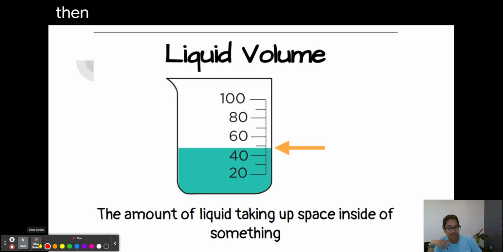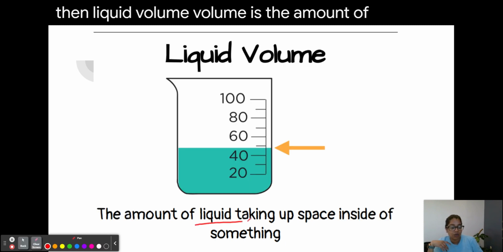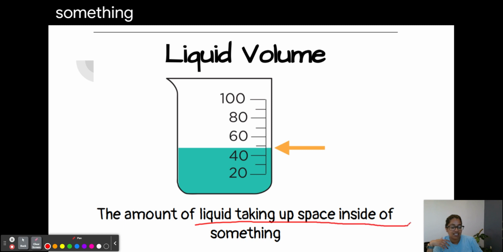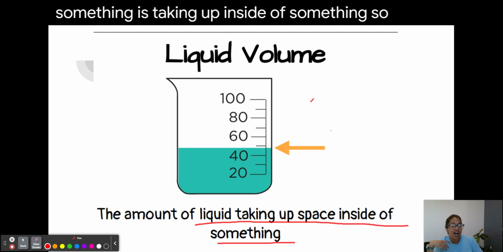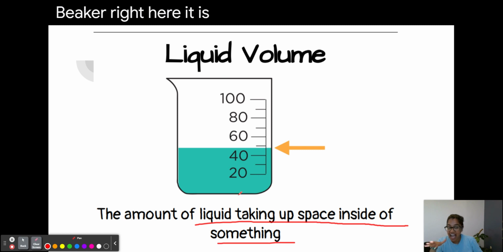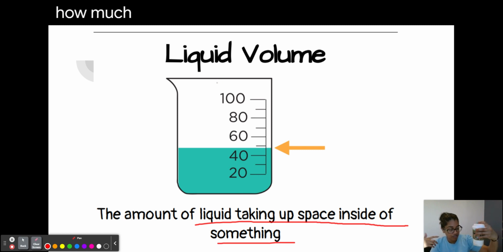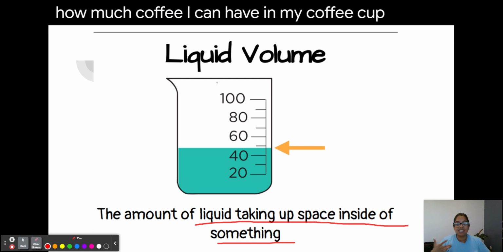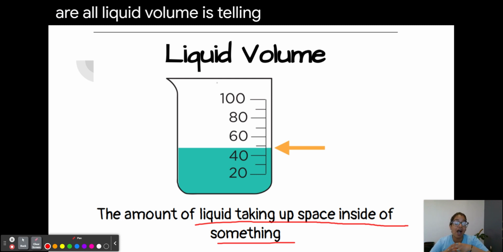And then liquid volume. Volume is the amount of liquid something is taking up inside of something. Like this beaker right here, it's telling us how much liquid we can put into the beaker. My coffee cup, it's telling me how much coffee I can have in my coffee cup. These are all liquid volume. It's telling me how much liquid something can hold.